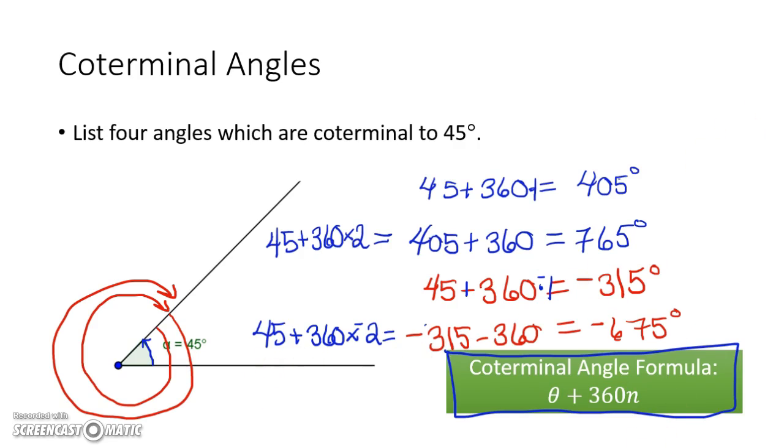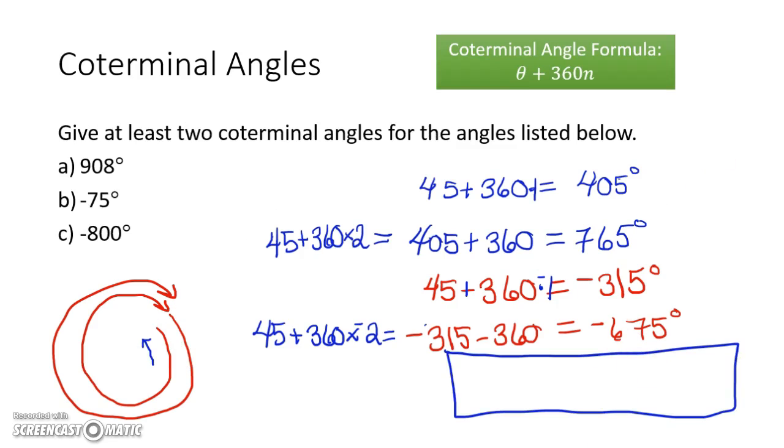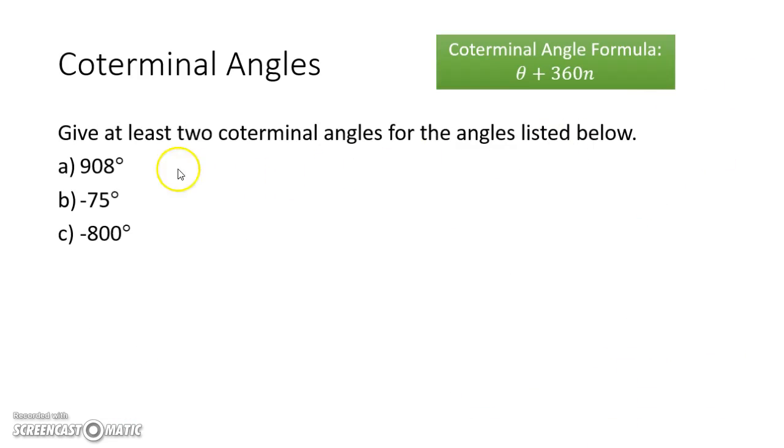Let's do one more example of a specific angle. So let's delete this mess. So here, give at least 2. So they're only looking for 2 coterminal angles for each angle listed below. The first one is 908 degrees.